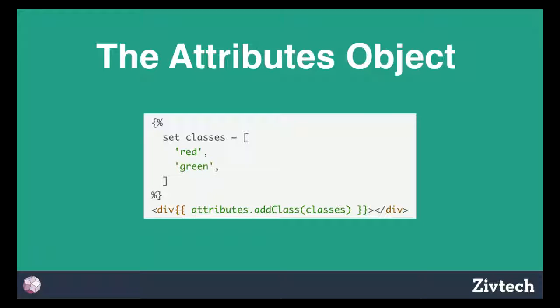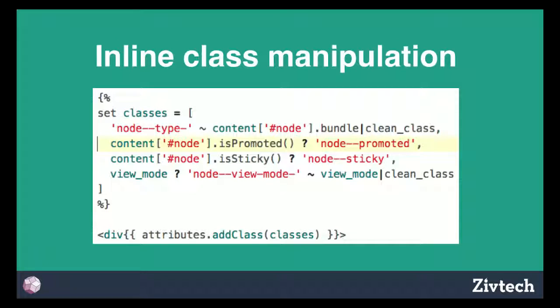And it has a bunch of helper methods like addClass, which you can hand either an individual class or an array of classes. So you can throw at the top here, set classes to red and green, and then if you called attributes.addClass, it could do both of those things. This means that you can do a lot of inline class manipulation, which you'll see all over the place, and paired with some of the primitives that come with Twig and what Drupal adds to it, you can do some powerful stuff.